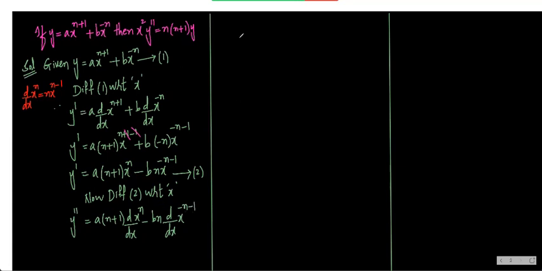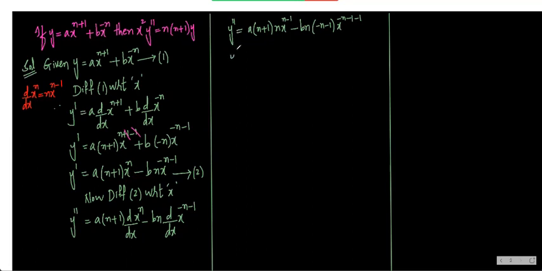चलिए अभी डिफरेंशिएट करेंगे. y double dash is equal to a into n plus 1 as it is. x पावर n का फार्मूला यहाँ अप्लाई होगा. n x पावर n minus 1 minus bn is a constant. फिर से फार्मूला अप्लाई करेंगे. n x पावर n minus 1 और एक माइनस 1. फार्मूले का एक माइनस, पहले वाला एक माइनस.